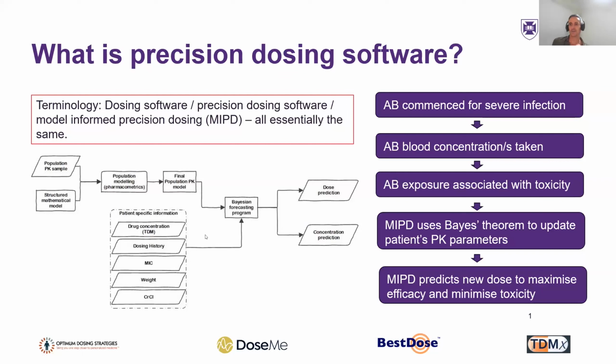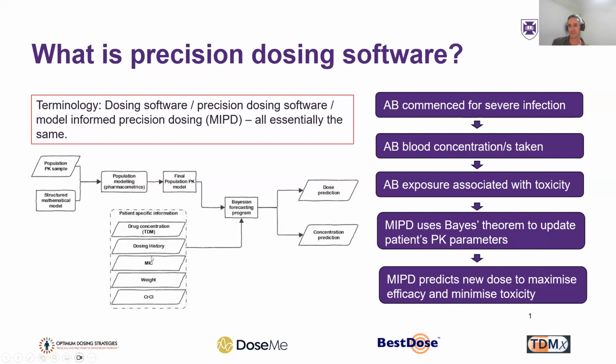So we start with a population PK sample, and this is essentially giving the antibiotic to a group of patients and then collecting levels from those patients to describe a population PK sample. A lot of population PK samples are from retrospective data collection, and maybe not the most robust samples, but there is a lot of variability, and it's worth knowing where those samples are derived from.